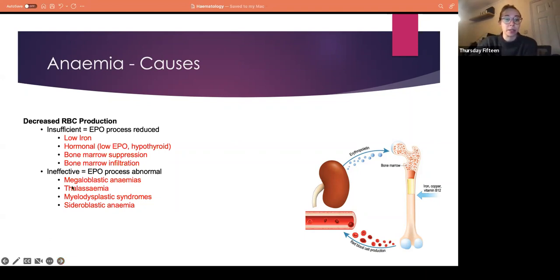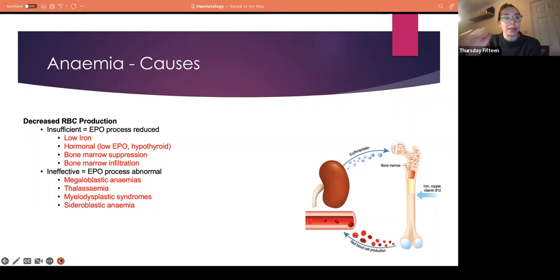It might be insufficient because you've got bone marrow suppression, maybe a hematological cancer or bone marrow infiltration. Certain medications can suppress your bone marrow as well, so that can lead to reduced red cell production. And then you can have ineffective red cell production, an abnormal process of creating red blood cells. That would be megaloblastic anemias, B12 and folate deficiencies, thalassemia, where you've got abnormal hemoglobin, myelodysplastic syndrome or sideroblastic anemia.